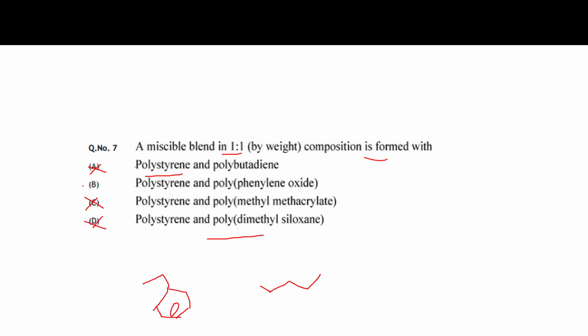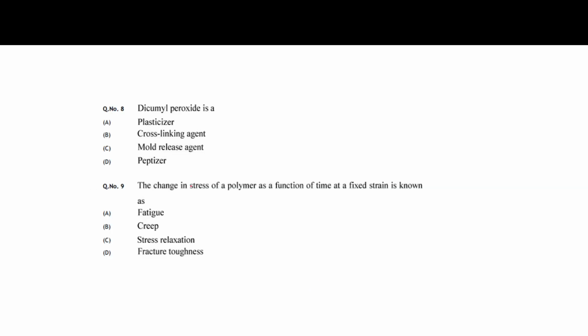The only answer will be polystyrene and polyphenylene, because the phenylene group and the styrene group both have benzene. Because of this group, they will show a miscible blend with one another.